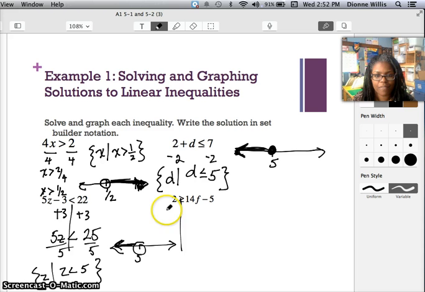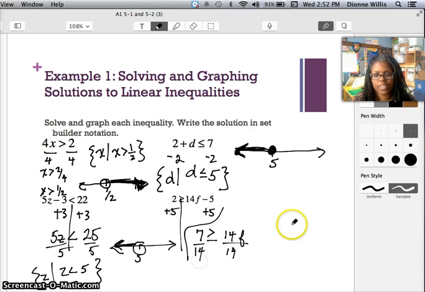Let's move this 5 over here, add 5 to both sides. I'm left with 7. I'm going to just move this over because I don't have the space. 7 is greater than or equal to 14f. Divide both sides by 14. When I do that, I get that 1/2 is greater than or equal to f.